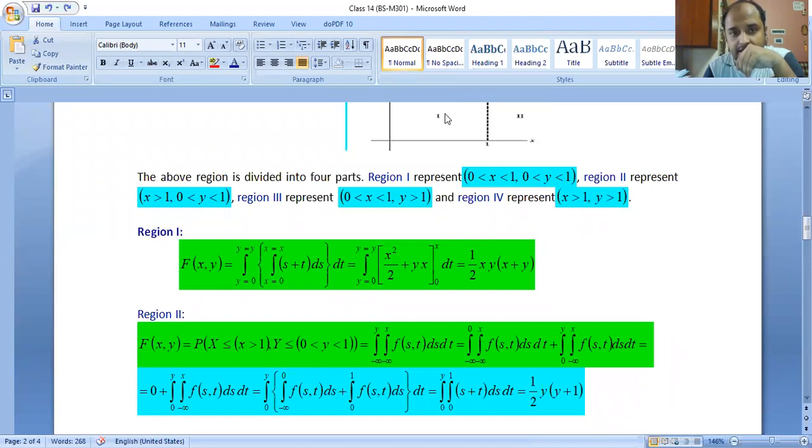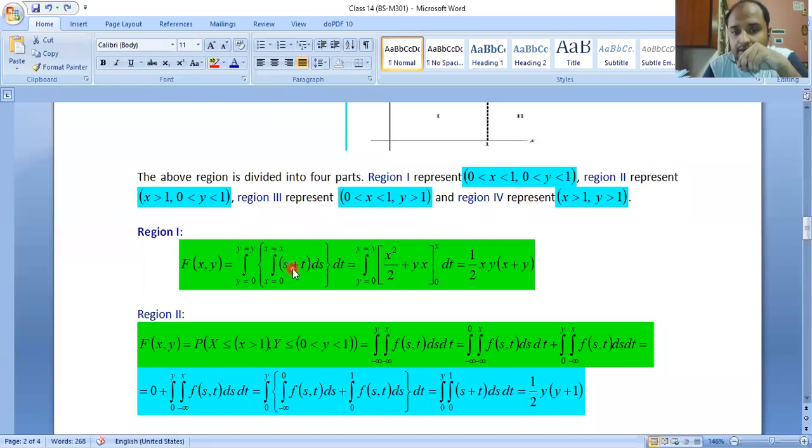So my first case is region 1. Listen to me very, very carefully. This is my region 1. F of x comma y: how to calculate? First of all, we are going to integrate from 0 to y. In region 1, x will lie between 0 and 1 and y will lie between 0 and 1. Now, if you put 0 to 1 and 0 to 1, the total probability will be 1, so you will not get any kind of function form for the distribution. So here I have made the upper limit variable. y is something which is less than 1 and x is something which is less than 1.